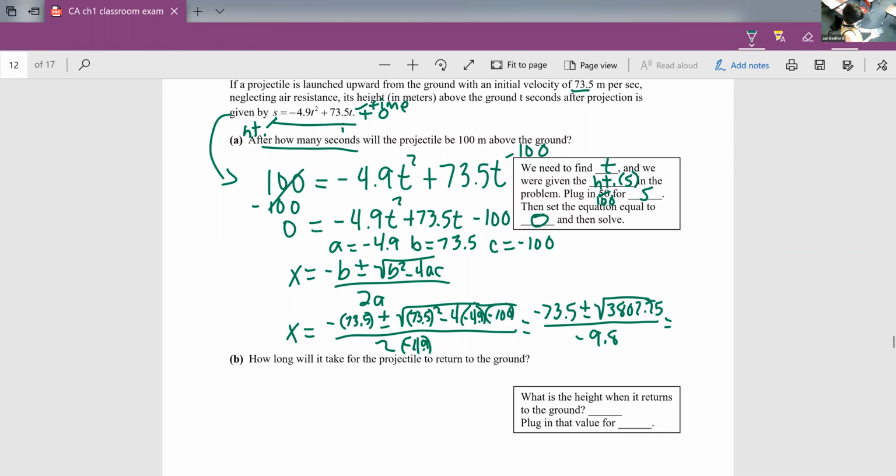So if I have negative 73.5, and I want to add the square root of 380, and now I can't tell, was that supposed to be a 7 or a 2? Can you help me out, Patrick? Was that 7 or 2? 380. Did you have it? Oh, you didn't have, I thought you had that number. Okay, hold on.